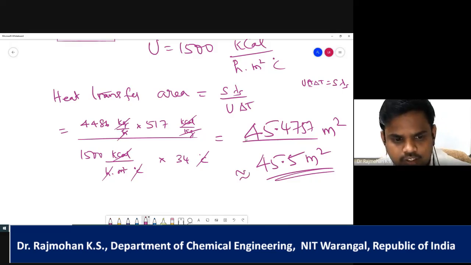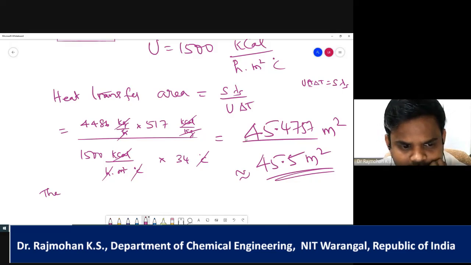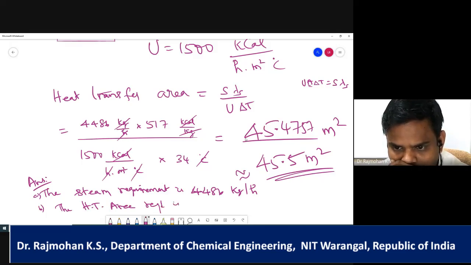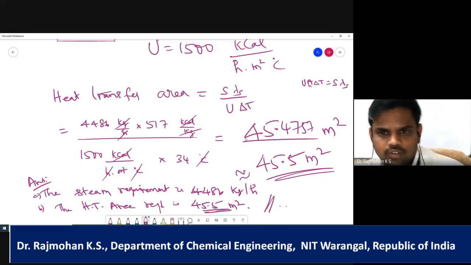Okay. So you can write the answer in the sentence. The steam requirement is 4486 kg per hour. Answer for first part. B part is the heat transfer area required is 45.5 meter square. Okay, so that is the solution.